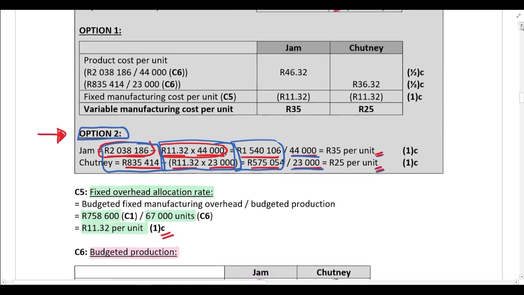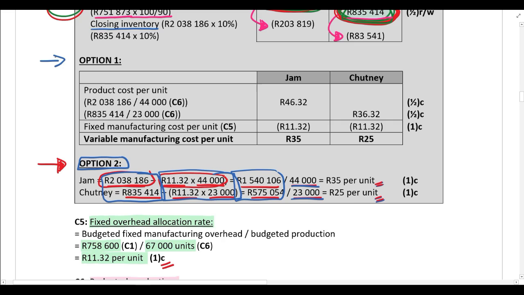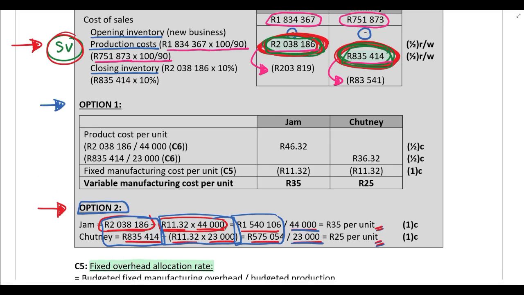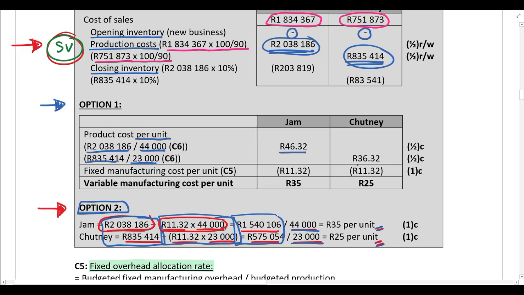Instead of performing the calculation in total, you can also perform the calculation per unit. So what we need to do over here, if we're performing this calculation per unit, is take this total product cost that you have for each of the products and divide by budgeted production, because that will then give you the product cost per unit. So take the total product cost, divide by budgeted production, which is in calculation 6, and you get the total product cost per unit for each of the products.